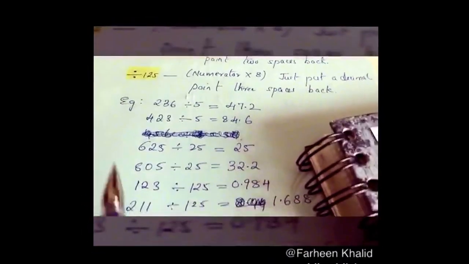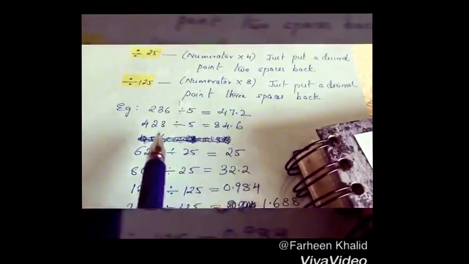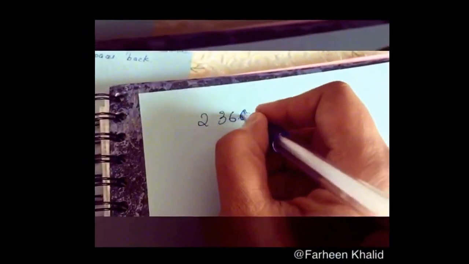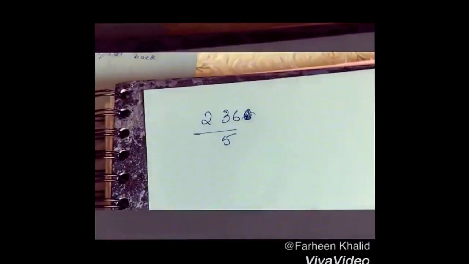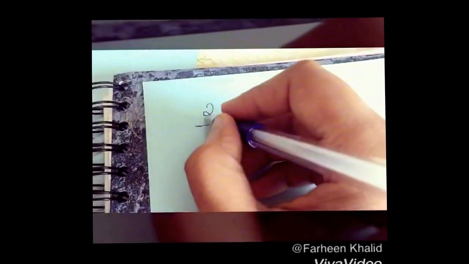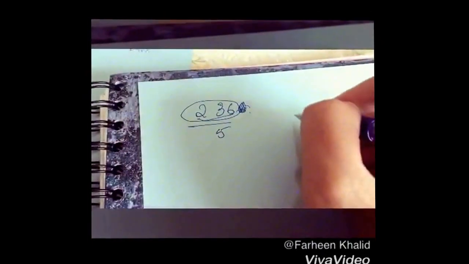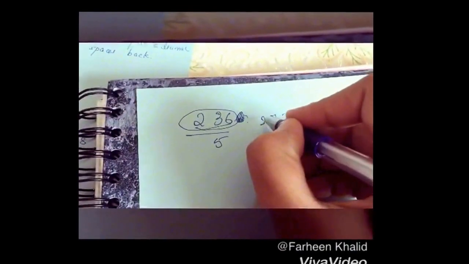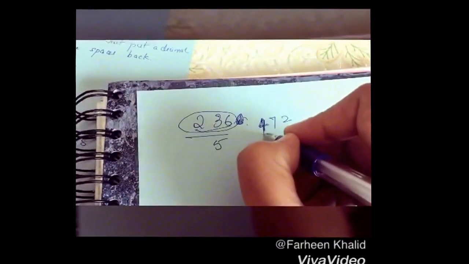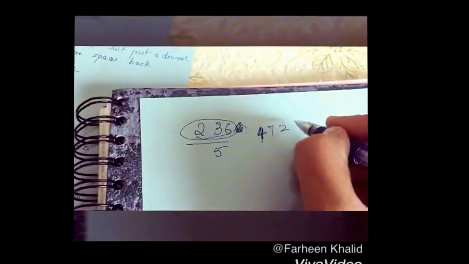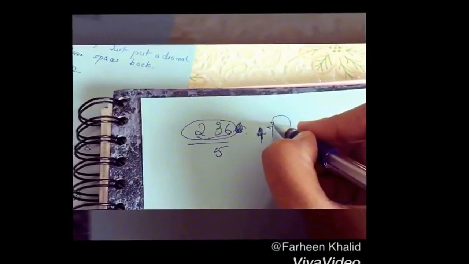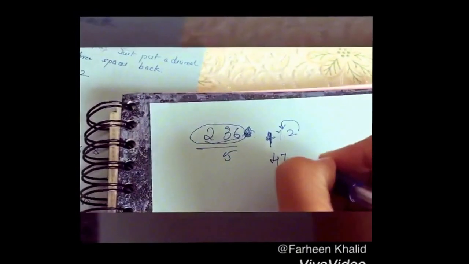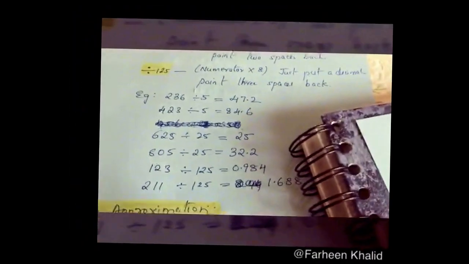In our first example here, we have a division by 5, which is 236 divided by 5. So let's do it here. 236 divided by 5, so what do we have to do? We just have to multiply the numerator by 2, which makes it 2 times 6 is 12, 2 times 3 is 6, and so 7, 2 times 2 is 4. So 472 is our answer, but with a decimal point 1 space back. So our answer is 47.2. Okay, so that's how it is.